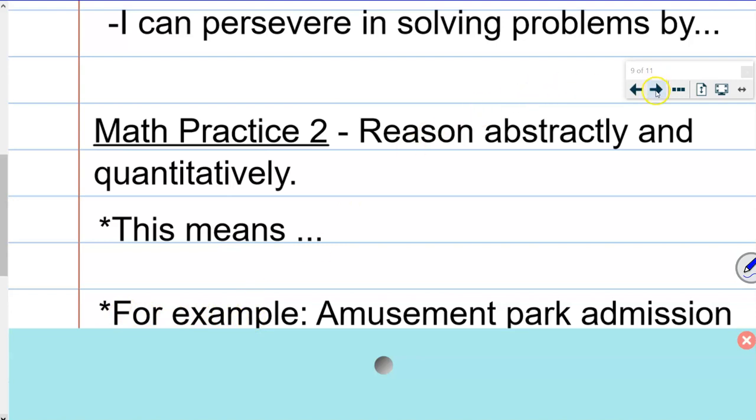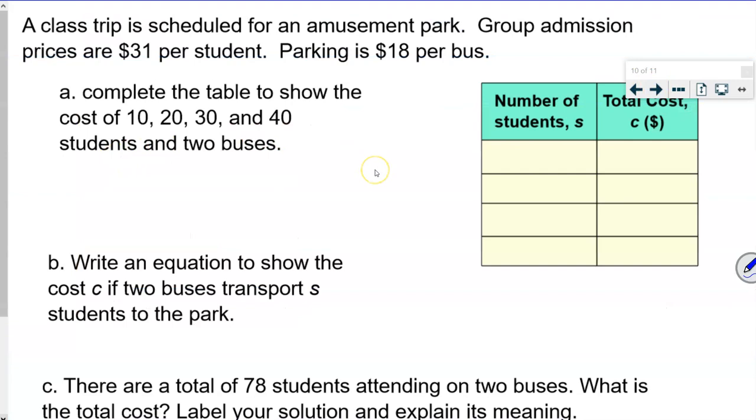And here is your example. A class trip is scheduled for an amusement park. Group admission prices are $31 per student, and parking is $18 per bus. It says complete the table, here's the table, to show the cost of 10, 20, 30, and 40 students and 2 buses. So we're not writing any of this down yet, okay? I'll show you what to write down. I just want you to have a good understanding of what's happening in this problem first, okay?